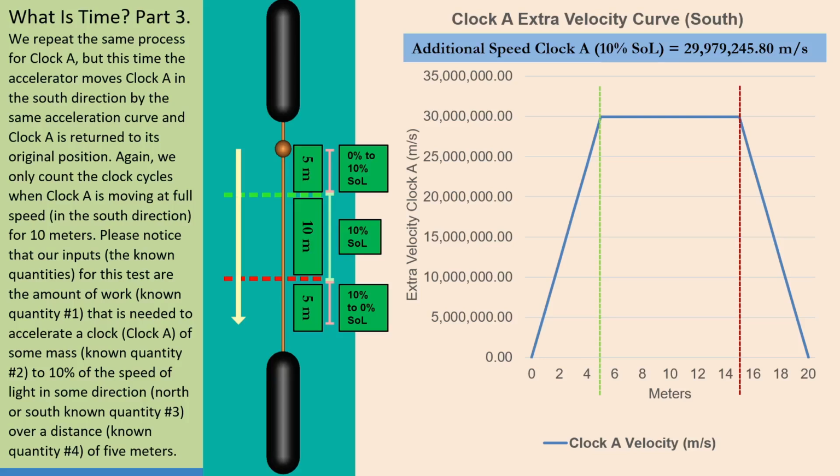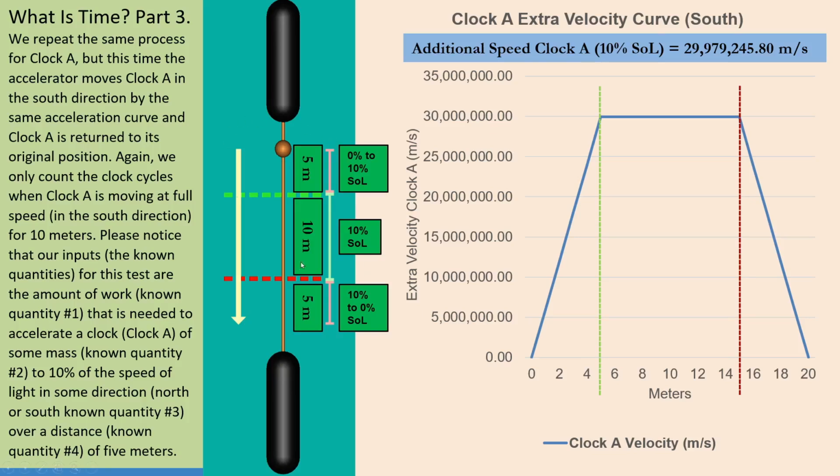Please notice that our inputs, the known quantities for this test, are the amount of work, known quantity number 1, that is needed to accelerate a clock, clock A, of some mass, known quantity number 2, to 10% of the speed of light in some direction, north or south, known quantity number 3, over a distance, known quantity number 4, which is 5 meters.